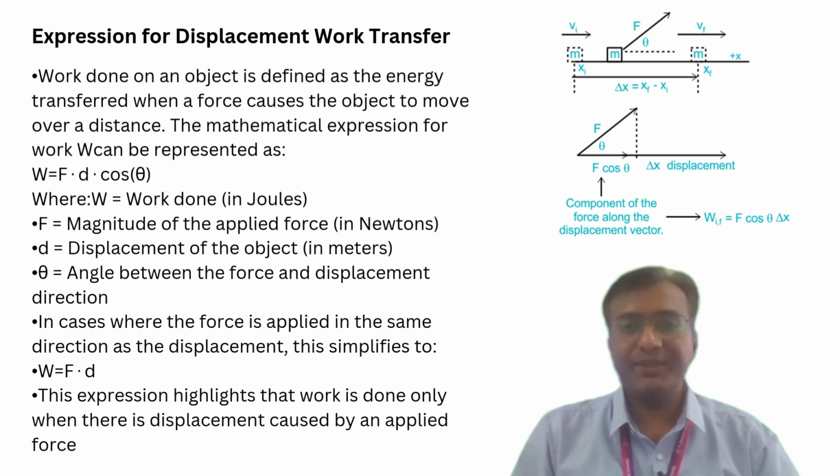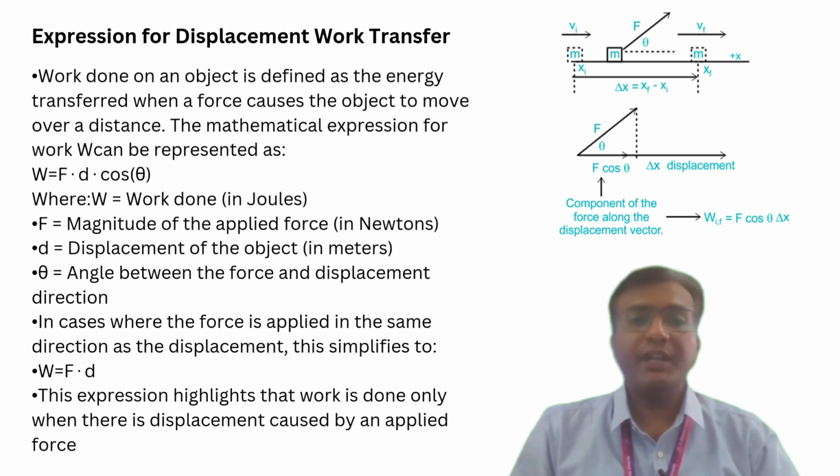The mathematical expression for work is given by W is equal to force multiplied by distance multiplied by cos of theta, where W is the work done, which is typically in joules. F is the magnitude of the applied force, typically measured in newtons. D is the magnitude of the displacement, typically measured in meters. And theta is the angle between the force vector and the displacement vector.